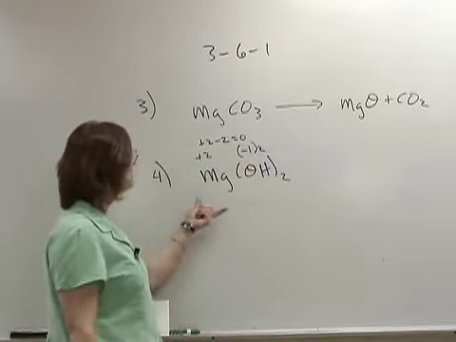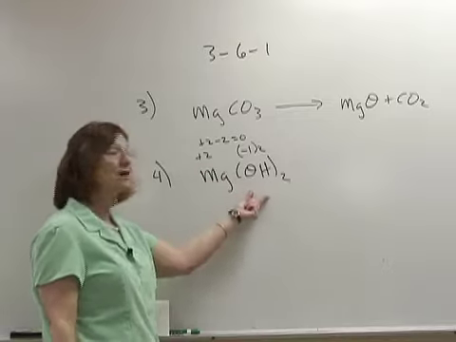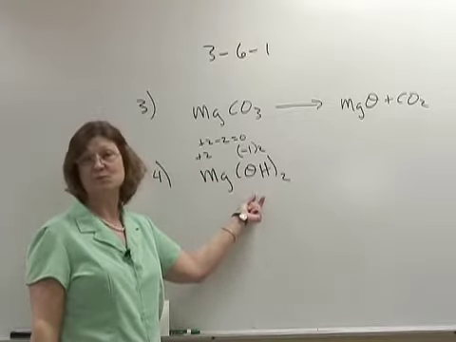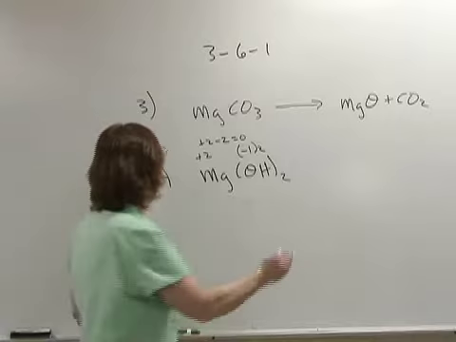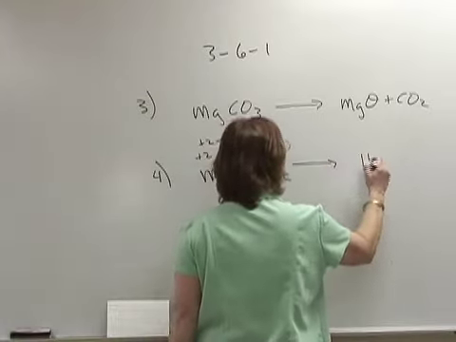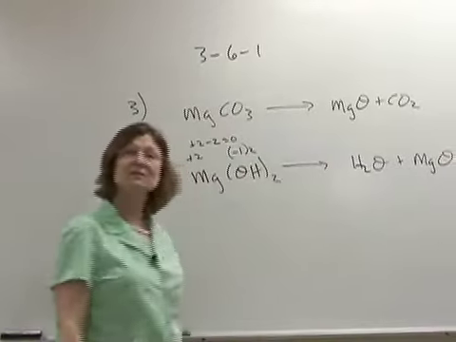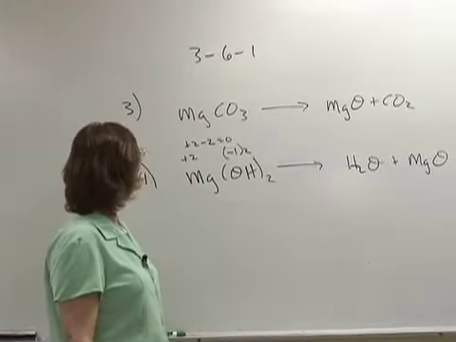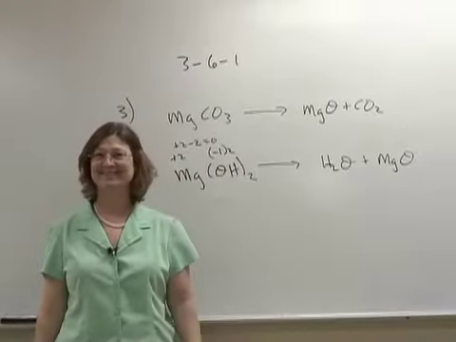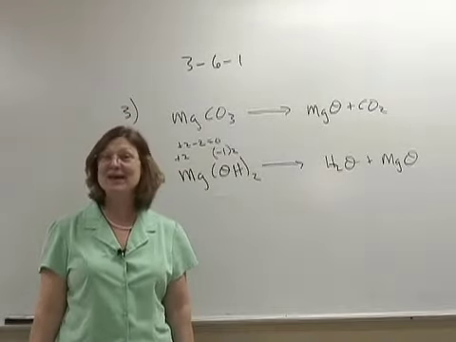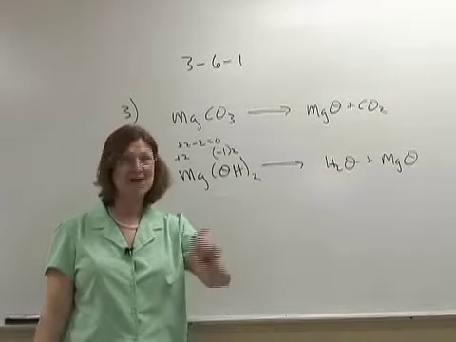Now, whenever I decompose a metal hydroxide, we call this a base, as you will recall. And bases will always give me water and the base anhydride, which is the metal with oxygen. And then that one's balanced as well. Now we're ready to start talking about something new, and I'll be right back.